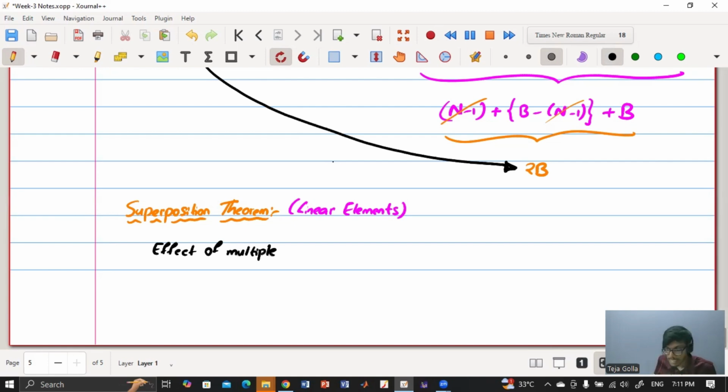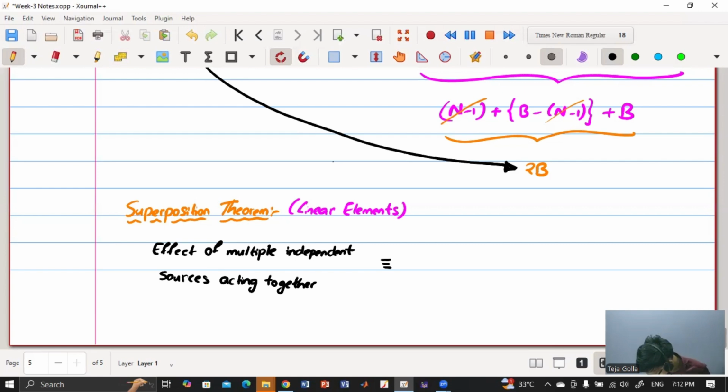The effect of multiple independent sources, because we have also considered dependent sources. The effect of multiple independent sources, if they are all there in a circuit. Say it can be voltage, it can be current. There are say three voltage sources and three current sources. So all of these things acting together, this is nothing but the sum of the effects of these independent sources considering one at a time.